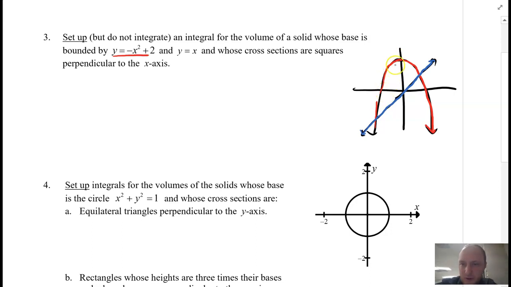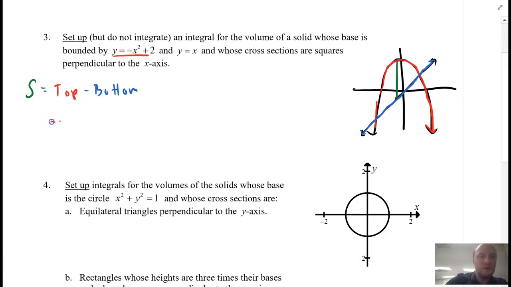So here are my two functions, and I want to integrate this region. If I was to slice this cross section here, I know it's going to be a square, right? So coming out at us is going to be a square. But how do I represent that? Well, remember, calculating area between curves is the top minus the bottom. So if I call this side S, that's going to be top minus the bottom. And that's just what the side length of that square is going to be.